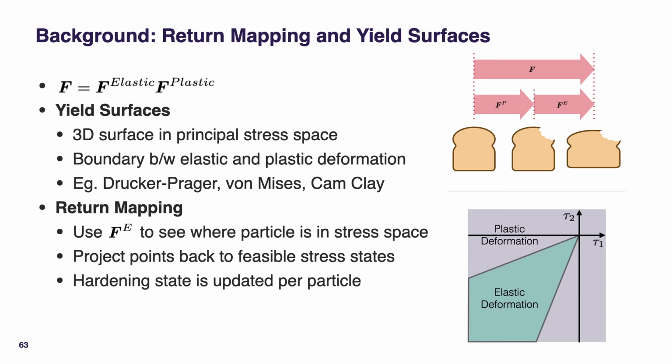And with this yield surface in hand, we can develop a return mapping routine that involves using the elastic deformation to determine where in stress space a particle is, and then, if necessary, projecting it back to a feasible stress state. And based on this projection, we also update a hardening variable per particle to keep track of the particle's plastic deformation.